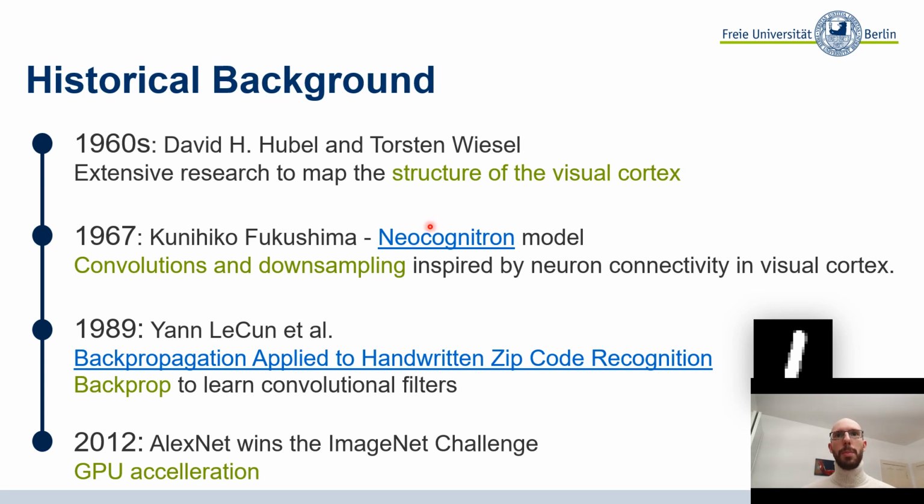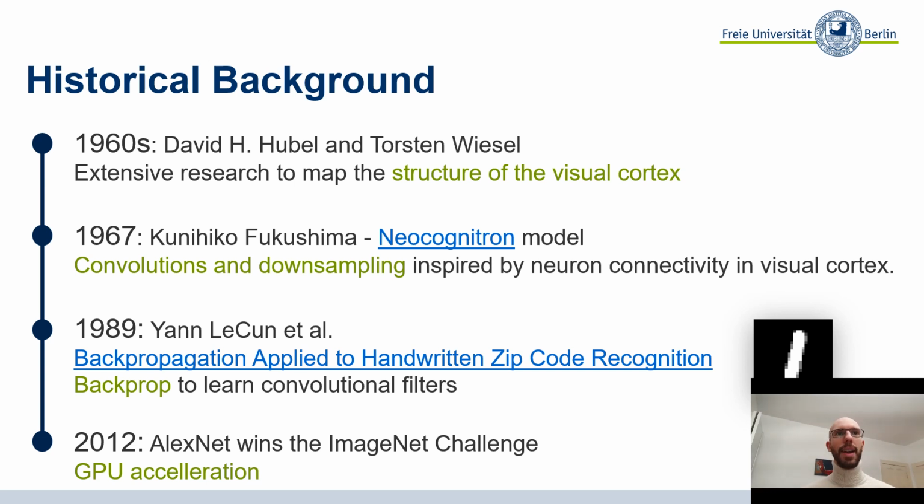today. So the early precursor, or maybe the earliest precursor, of modern convolutional architectures was the neocognitron model. It was developed in 1967 by Kunihiko Fukushima. This architecture that he proposed already contained convolutions and downsampling, and was directly inspired by the neuron connectivity discovered in the visual cortex by Hubel and Wiesel.